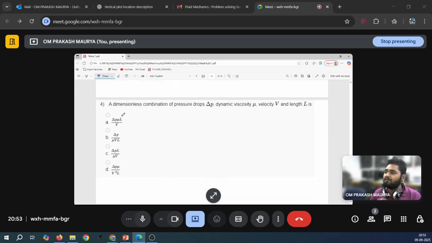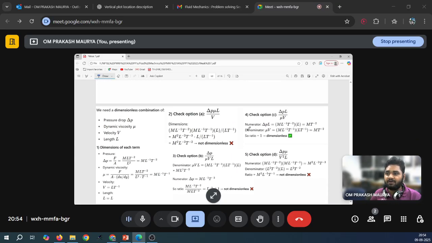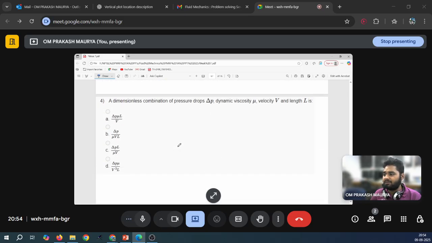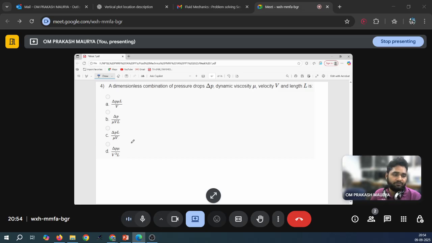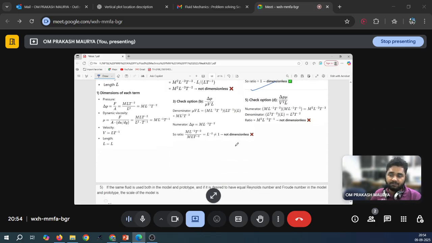Next question. A dimensionless combination of pressure drop delta P, dynamic viscosity mu, velocity V and length L is what? Again the same thing, we need to check the dimensions. When you check the dimensions, you will find that option C will be correct, that is delta P L by mu V. This would be correct. You can check the calculation part also.